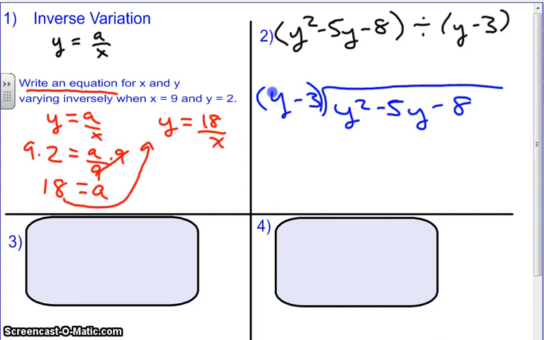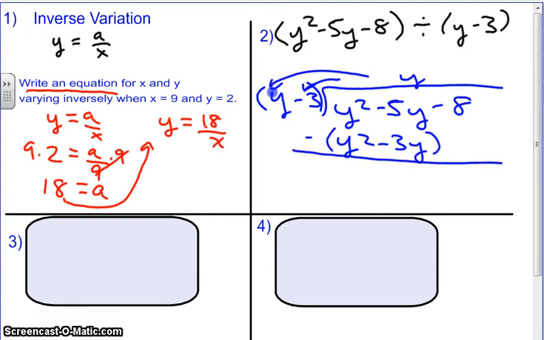We look at the lead term, right? And how do we make y turn into a y squared? Multiply by y, so that's the first piece of our quotient. And when we do, we're now going to distribute that y to both of these terms, right? And y times y is y squared, and y times -3 is -3y. We need to subtract that entire expression. This is where some people forget to distribute your negative, right? So y squared minus y squared, but -5y minus -3y is what? -2y. And we bring down the -8.